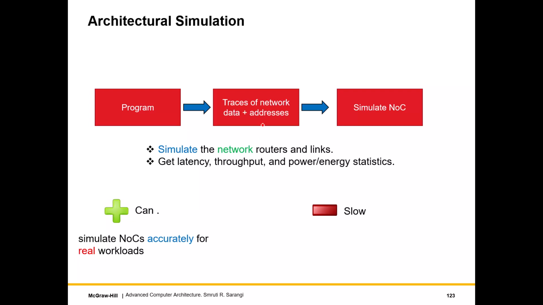So, architectural simulation, as I said, we have the program and then we run the program on an emulated CPU that provides us the traces of the network data and the addresses, which essentially tells you that, look, if this is the network, you are going from here to here, here to here, here to here, and so on. We simulate the NOC, which means we simulate all aspects of it, the routers, the links, all the algorithms for flow control, and so on. And then we finally get latency, throughput, and power and energy statistics.